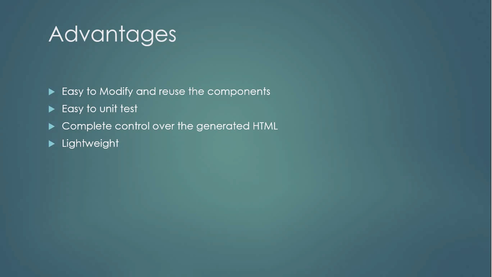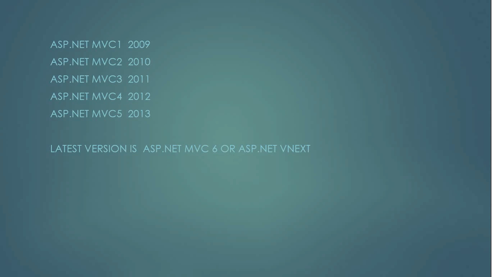Also, MVC provides complete control over the generated HTML. In the case of web forms, we do not have much control over the HTML that is rendered by the server controls. Finally, as there is no view state in MVC, it makes the web pages lightweight as compared to web forms. Over the years, many different versions of MVC have been released, starting from version 1.2 to the latest 6.2, which is also codenamed ASP.NET vNext.